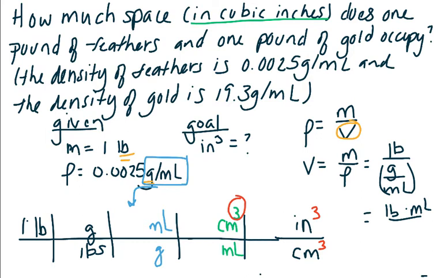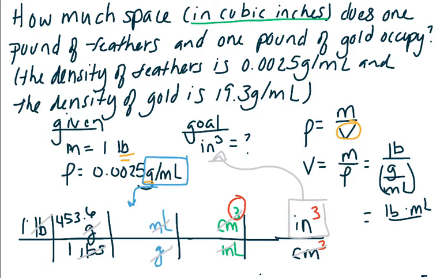We've gone from pounds, we've canceled that out, we've canceled grams out, we've canceled milliliters out, we've canceled centimeters cubed out, and we're left with the unit that we were looking for. So all that's left to do is go back and fill in the conversion factors. To convert between grams and pounds, you just need a reference value. There's 453.6 grams in 1 pound.